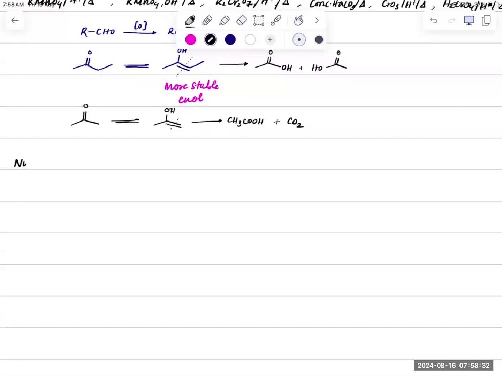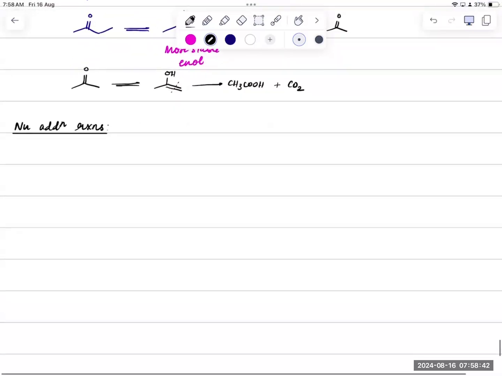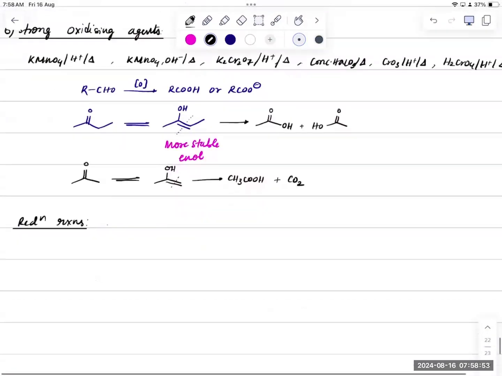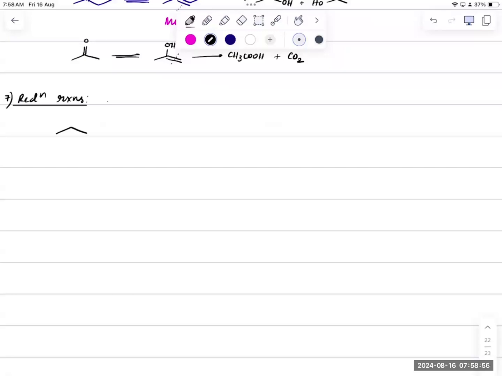Next you see nucleophilic addition reactions. Sorry, first reduction reactions. Reduction reactions are also quite the same, which we have all repeated. Wherever there is a ketone or an aldehyde, there are two types of reduction we will see. If you are directly getting hydrogen and hydrogen here, this reduction is done by four reagents.